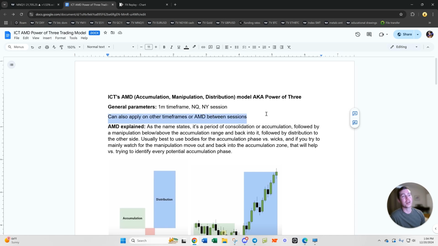But also just want to make a note, obviously price is fractal with pretty much any of these strategies, so you could apply this to other time frames, 5 minute, 15 minute, 1 hour, even higher time frames. And you'll often also see some people try to apply this kind of price structure idea within sessions as well. Like maybe you'll see AMD between London, New York, and Asia, or Asia, London, and New York. So you can also look at it on higher time frames as well, but we're going to be focused on lower time frames just for today, just to have some fun on the 1 minute.